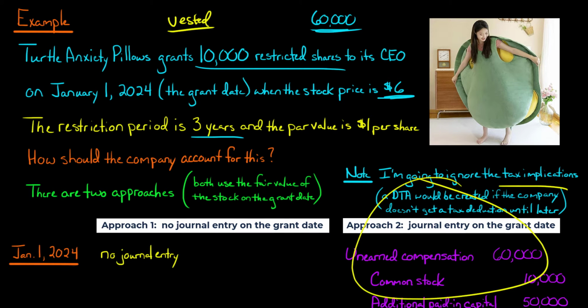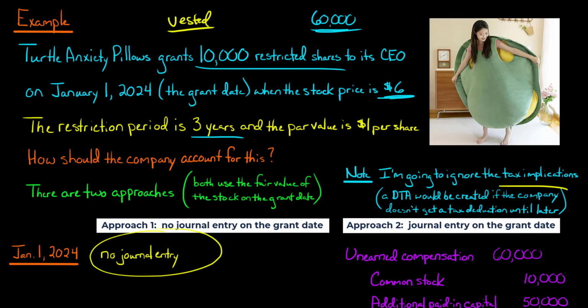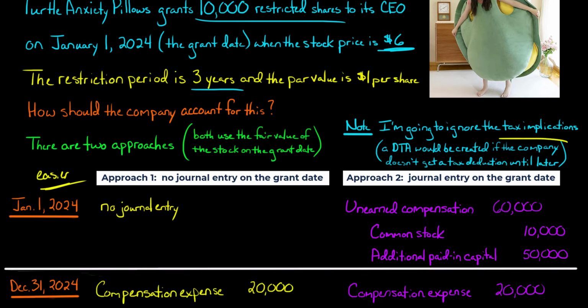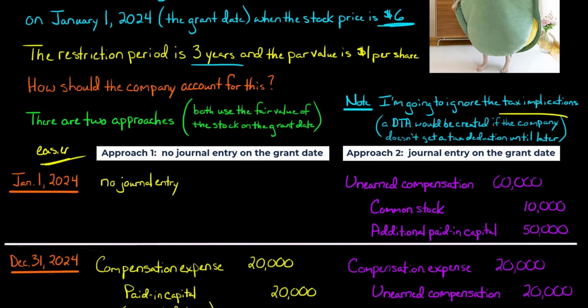I have approach 2 over here in purple, okay, and then I have approach 1 here, but let's focus on approach 1. So the grant date under approach 1, which I think is the easier approach. Okay, you can focus on that one first if you find this complicated. No journal entry at all when the shares are actually granted. But remember, we said there was $60,000 of compensation given out, right? A $6 share price, 10,000 shares, and then a 3-year vesting period. So if you take $60,000, the total compensation being given to the CEO, divide it by the 3 years in the vesting period, we see that is $20,000 a year of compensation expense.